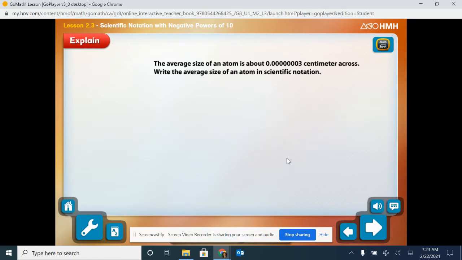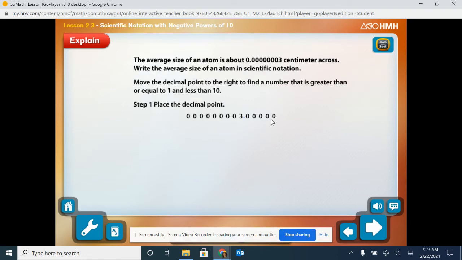The average size of an atom is about 300 millionth centimeter across. Write the average size of an atom in scientific notation. Move the decimal point to the right to find a number that is greater than or equal to 1 and less than 10. First, click the location in the number to place the decimal point. The decimal has to go right after the 3. That's right. The decimal point goes to the right of the 3.